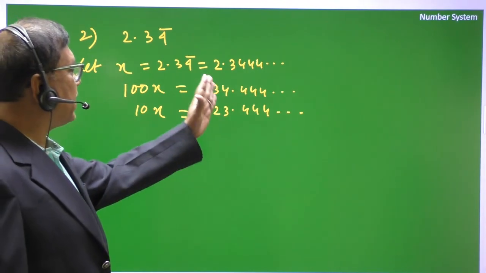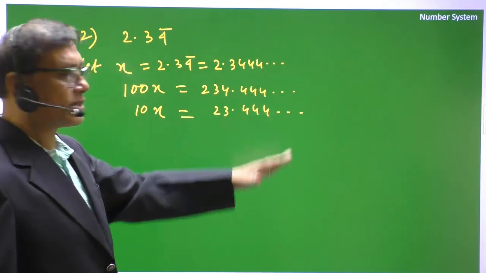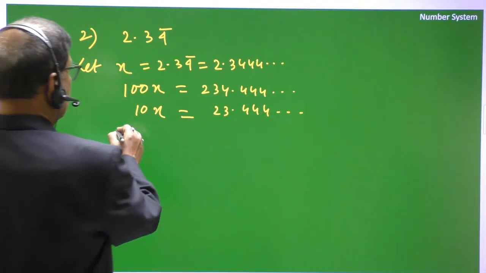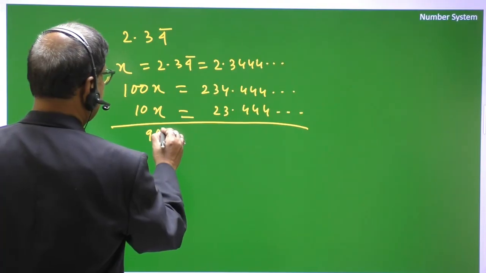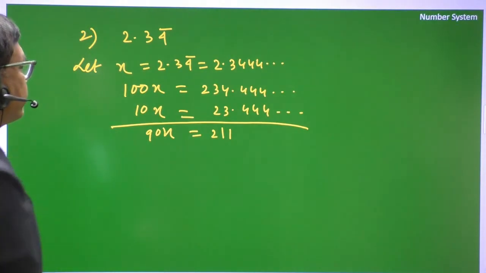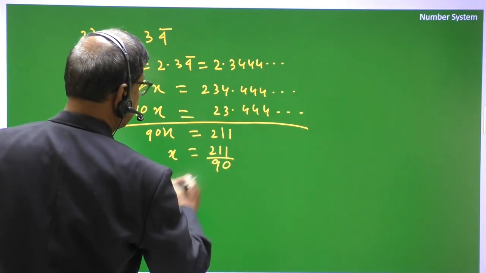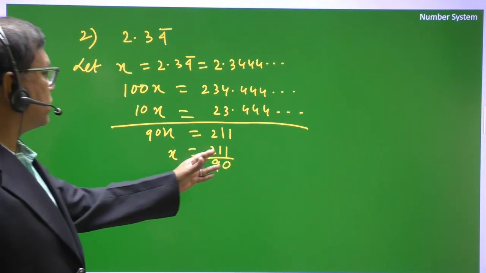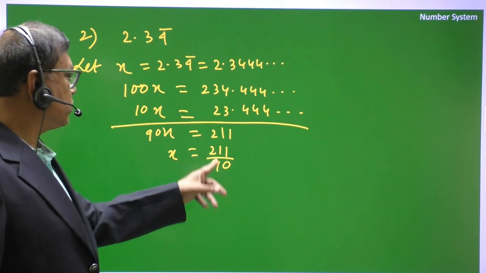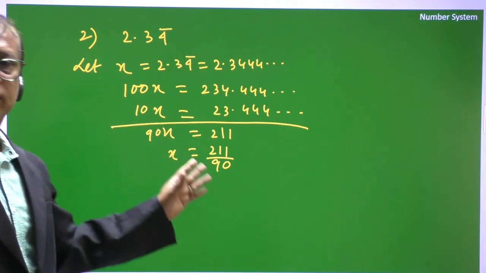So here the main part is we have to check in 2 parts where the decimal part is the same. 0.444, here also 0.44. So that means we can subtract now. So 90x equals 211. So x equals 211 upon 90. But again we have to check whether further simplification is possible or not. 1 plus 1 is 2, plus 2 is 4. So it is not divisible by 3. So this is the simplest form. This is the descriptive method.